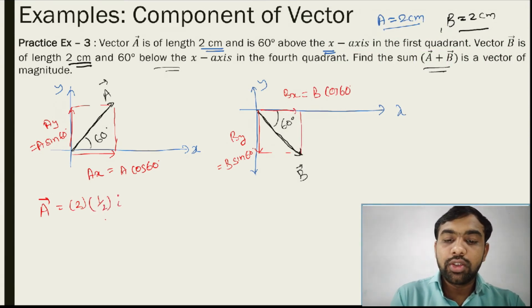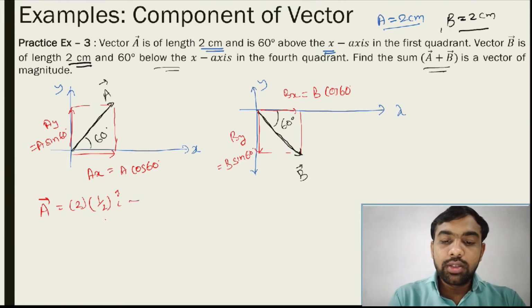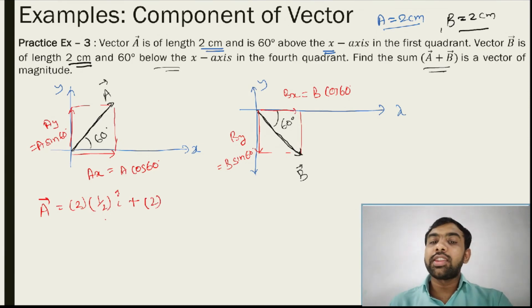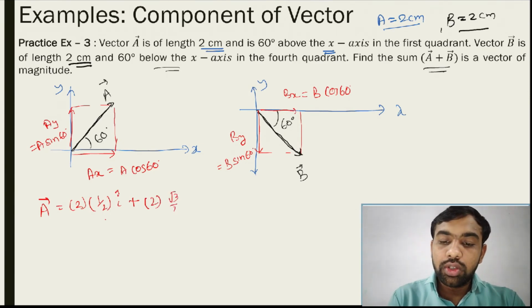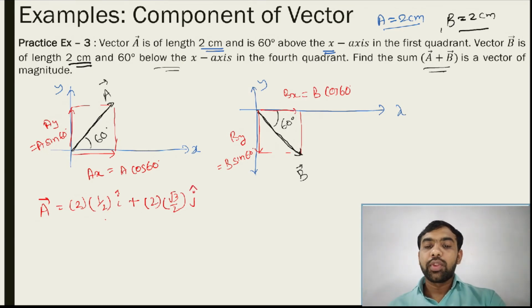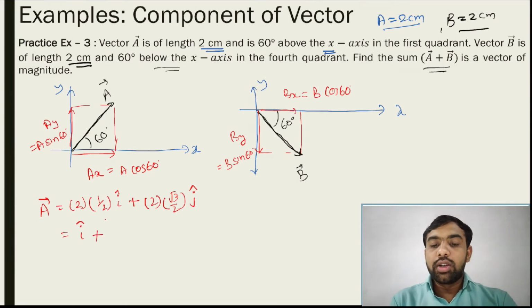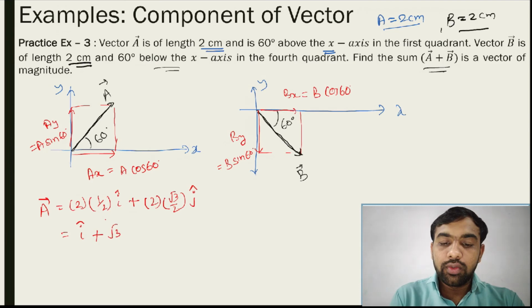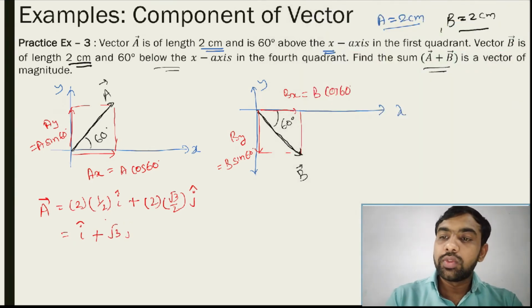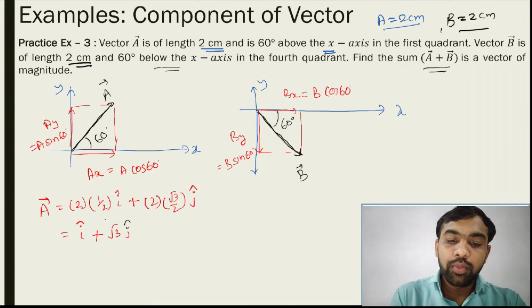In which direction? i. So i plus A sin 60. So A मतलब 2. sin 60 कितना होता है? Root 3 by 2. So root 3 by 2 and डायरेक्शन कौन सी है? j. तो A हुआ A. ठीक है, सिंप्लीफाई करो इसको तो फिर 2 2 कैंसिल आउट, i प्लस 2 2 कैंसिल आउट, root 3 j. So this is simple, you get the answer of A.